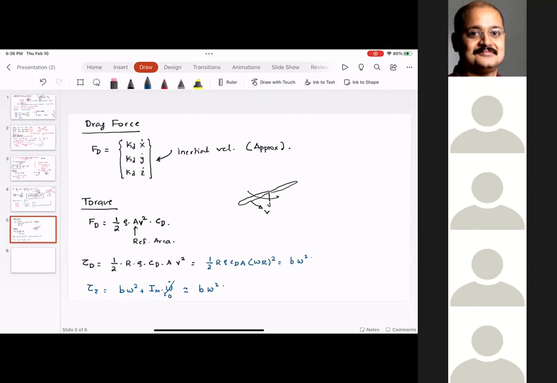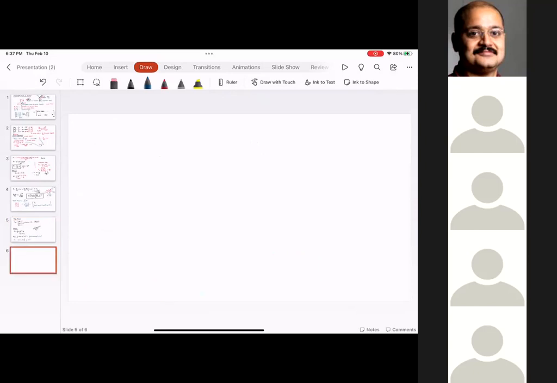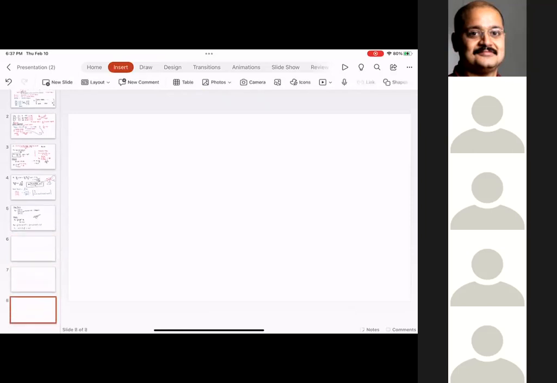So what I want to do in the next lesson, or next part of the lesson, is find out the torque about the roll, torque about the pitch, and torque about the yaw. So let's start. Let's look at our quadcopter. So this is our quadcopter.